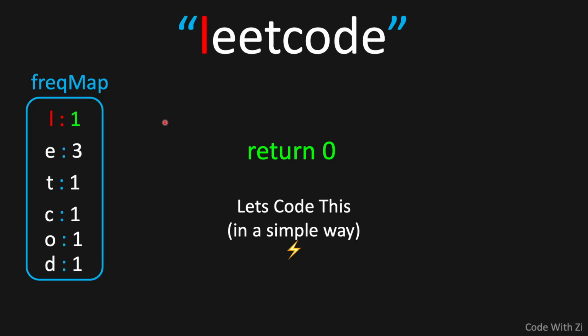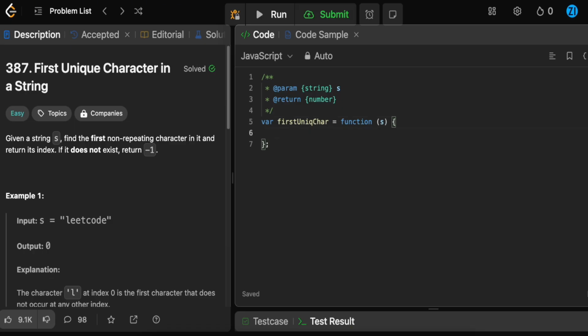Now let's code this in the simplest way possible. Alrighty, let's code this together. So the first thing that we need to do is to define our frequency map, and this is gonna be a new map, simple as that. And then we're gonna have our first for loop to loop through our character and build up our frequency map. So we're gonna say for let I being equal to 0, and we wanna keep on looping as long as I is smaller than s.length and I++ on each round.